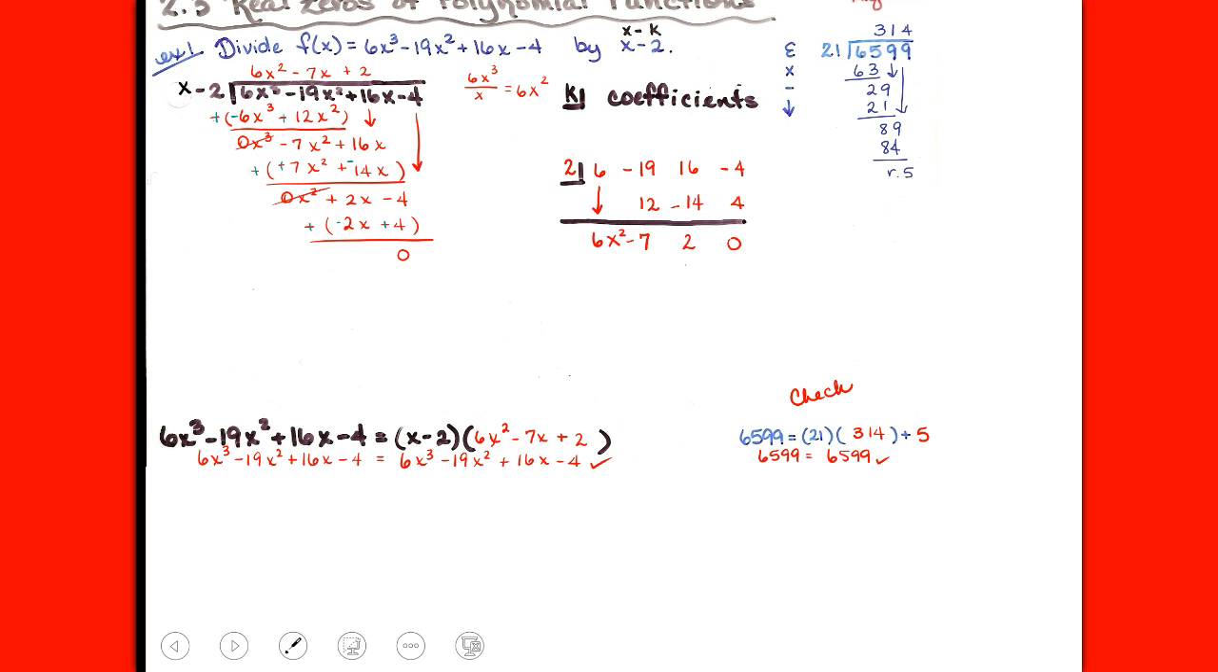Up here, our answer had been 6x squared minus 7x plus 2. 6, negative 7, positive 2. It is giving me the coefficients of my answer. So all I'll have to do is say, okay, when I started, I had x to the third, and I was dividing it by x. So my first term is going to have to be x squared. Then once I get that first term, it's just going to go in descending power order.